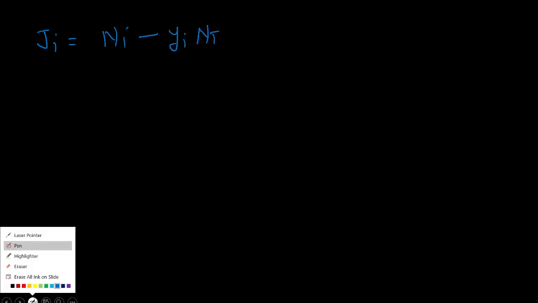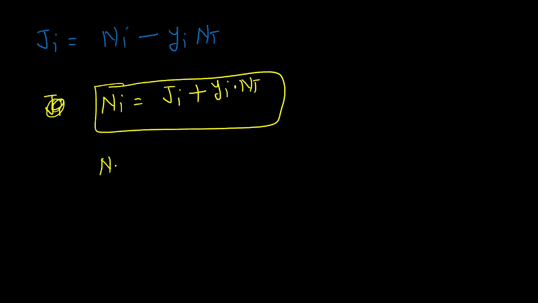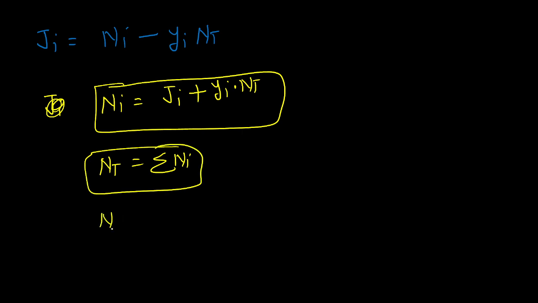So finally, Gi equals Ni minus Yi into N total, right? Again I am writing this formula: Ni equals Ji plus Yi into Nt, where Nt equals summation of Ni. You can also write it as Nt equals N1 plus N2 plus N3 and so on.